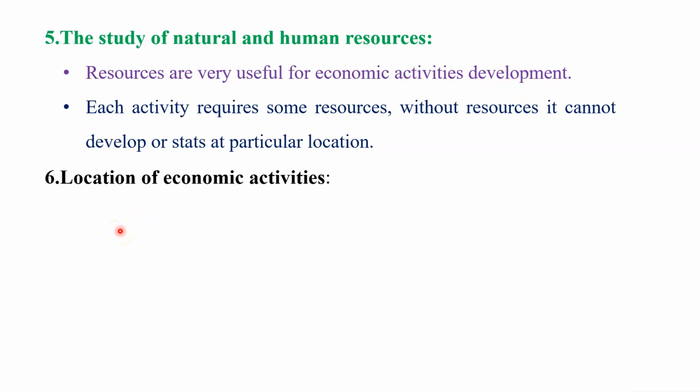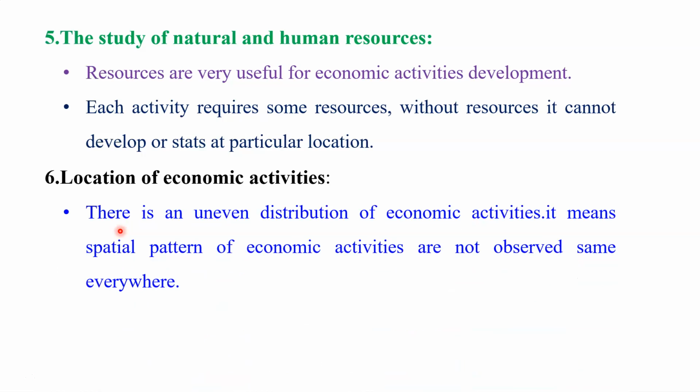Then we have the location of economic activity. This is also very important. Dear student, you know that there is an uneven distribution of economic activity on the surface. It means the spatial pattern of economic activity is not the same everywhere on the surface. You know that some countries are very developed, some are developing, and some are very backward. It means we do not observe the location of economic activity to be the same everywhere.